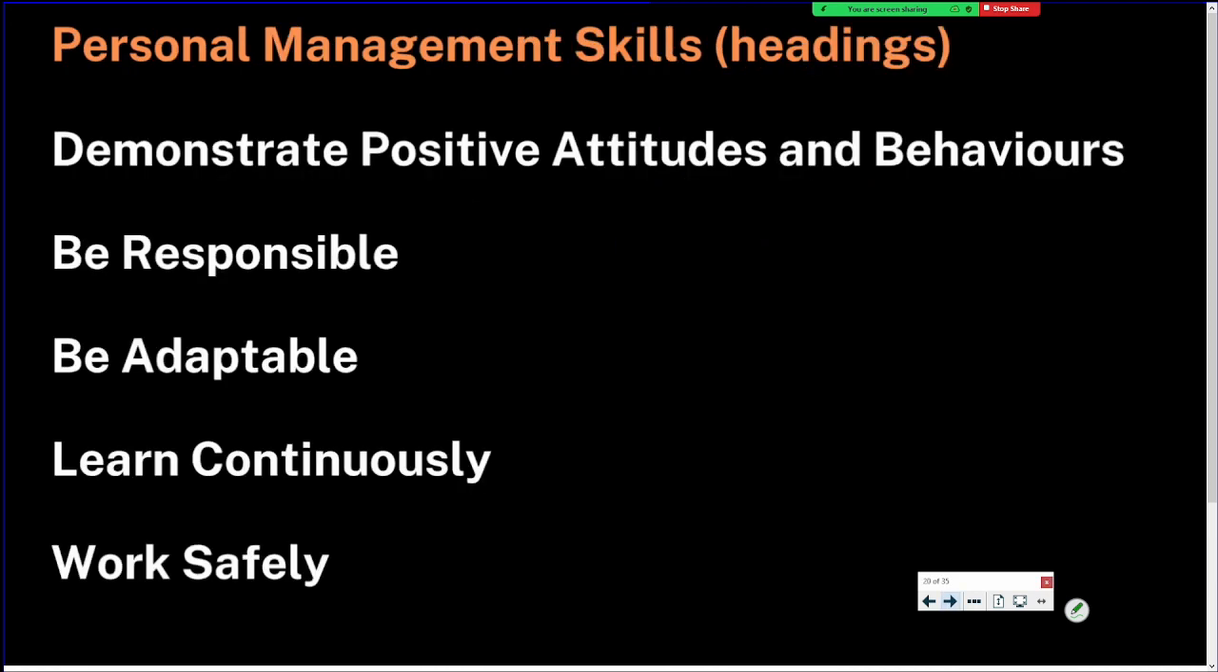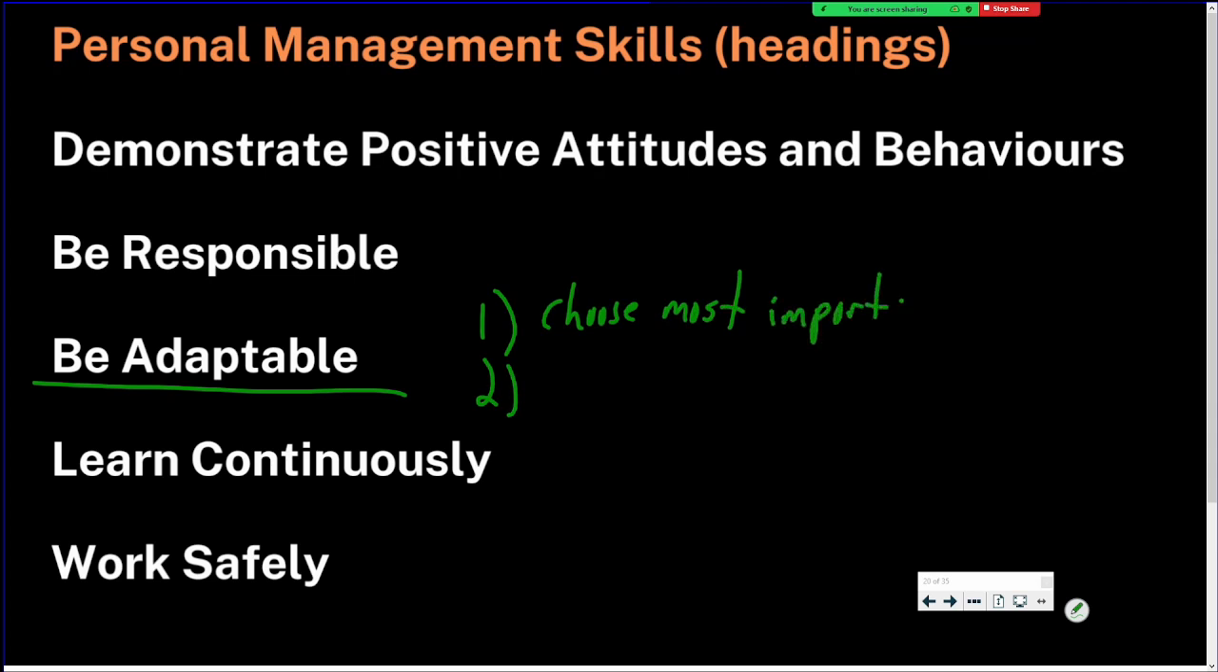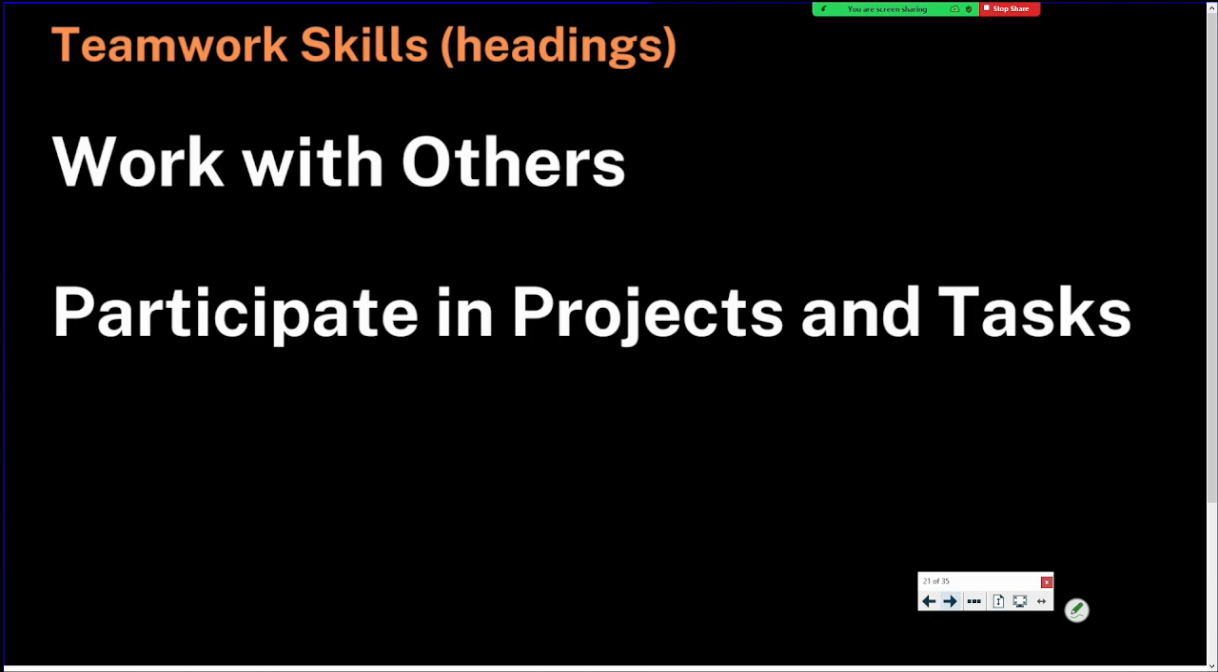Personal management skills, we've got demonstrate positive attitudes and behaviors, be responsible, be adaptable, learn continuously, work safely. So I'm going to pick be adaptable. And again, I have to choose what I think is the most important skill in that category. And then step 2, I've got to say why. There's only 2 in teamwork skills, work with others and participate in projects and tasks. So again, pick which one you think is the most important and explain why.